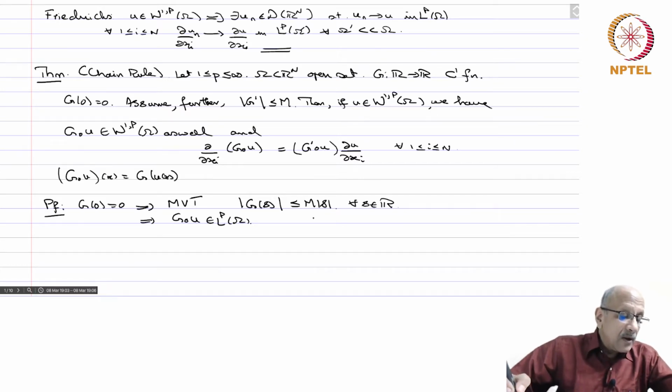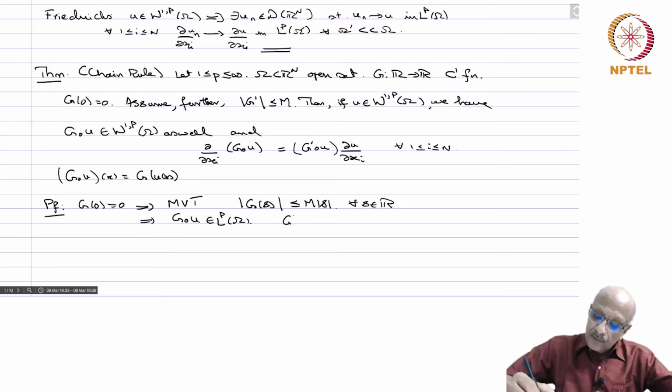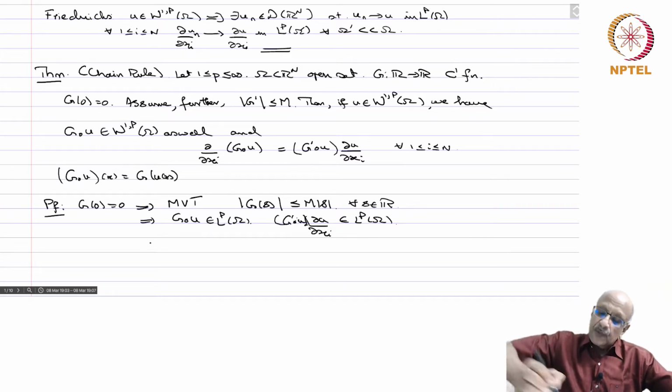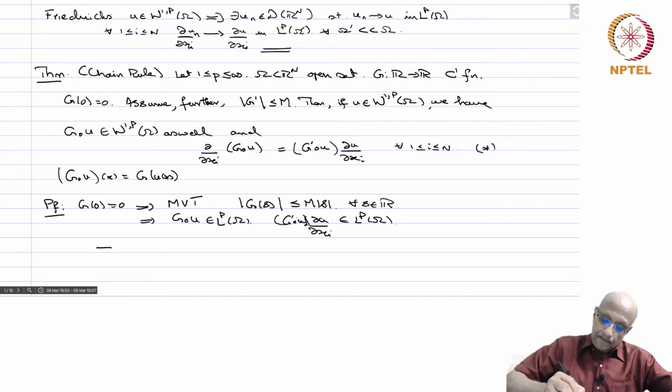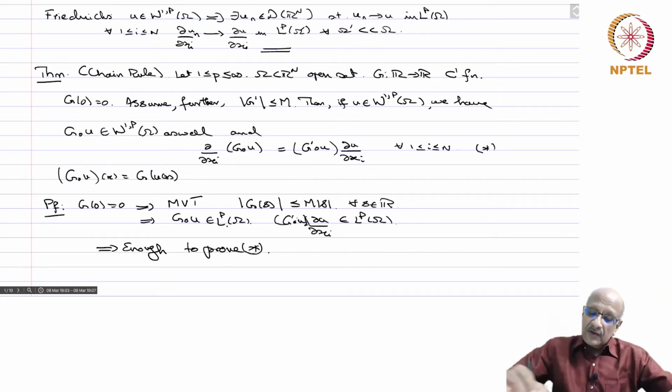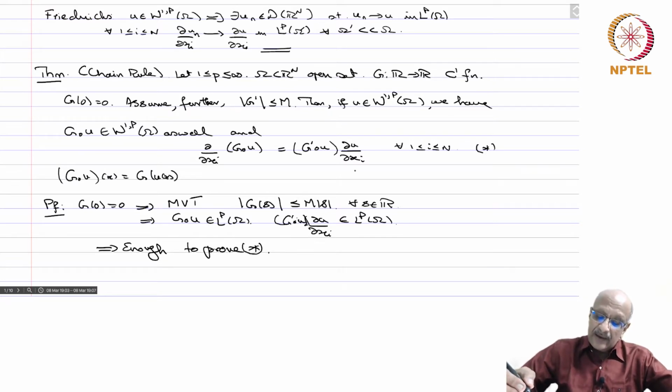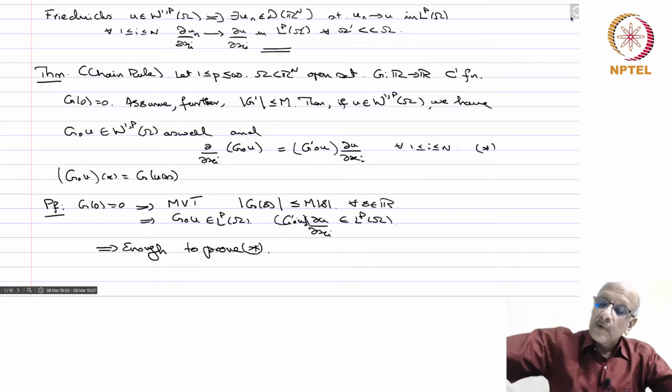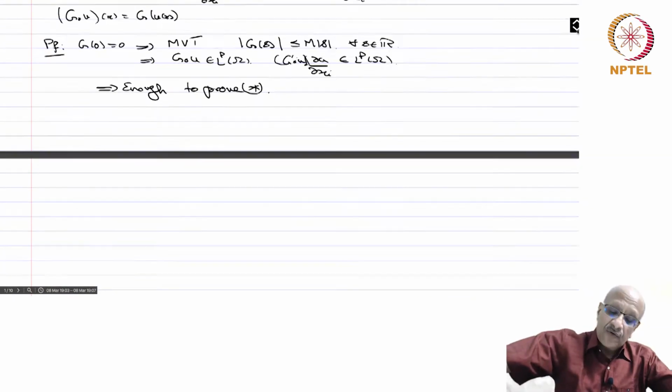Also g'(u) ∂u/∂x_i: again g' composed with u is bounded by M, and |∂u/∂x_i| is in L^p, so this also belongs to L^p(Ω). So it is enough to prove star. Once we have this formula for the derivative, it automatically implies that g composed with u is in L^p, and its first derivatives are all in L^p, and therefore it is in W^{1,p}, and that is exactly what we want, in addition to the formula which we have.